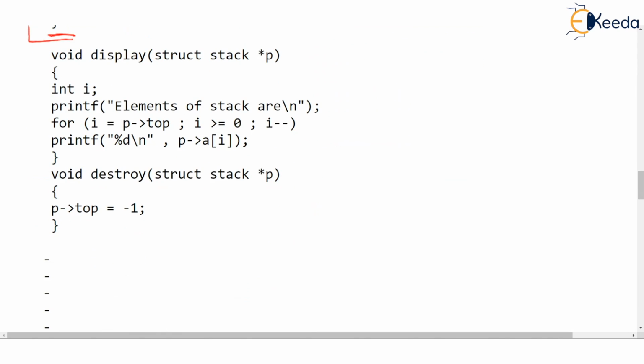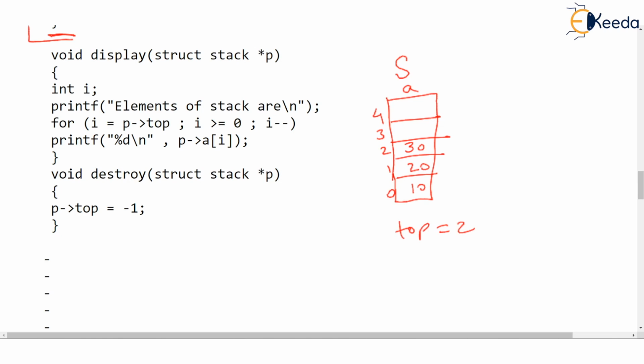Just see, suppose we have a stack like this, S, and again, in this S, we have the array A, and A has size 5 as you all know, and we have stored just three values like 10, 20, 30. So top is 2, and we want to display this stack. Now, if you want to display the stack, what will be the output? Yes, the output will be 30, then 20, then 10 will be printed on the screen. Not 10, 20, 30, isn't it?